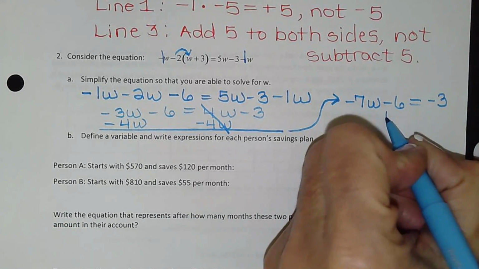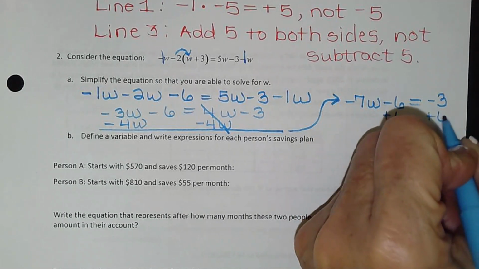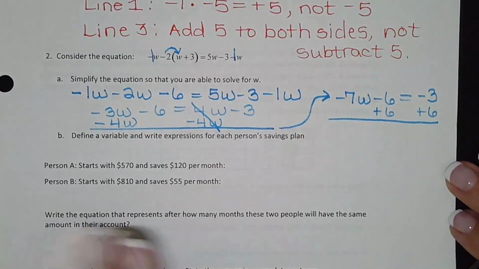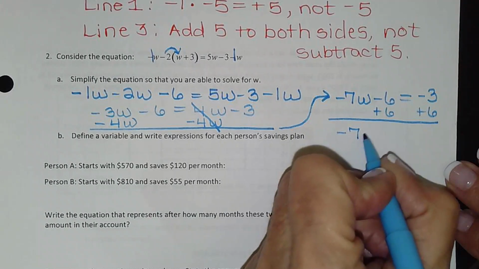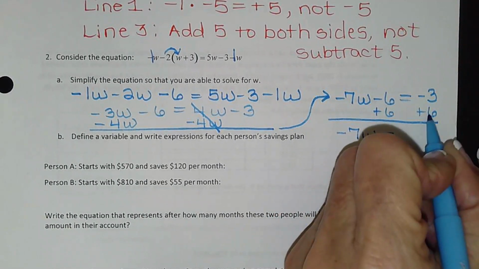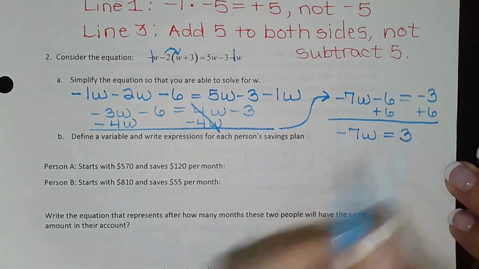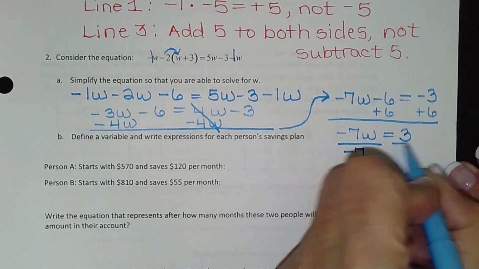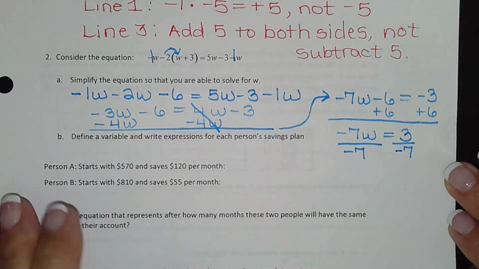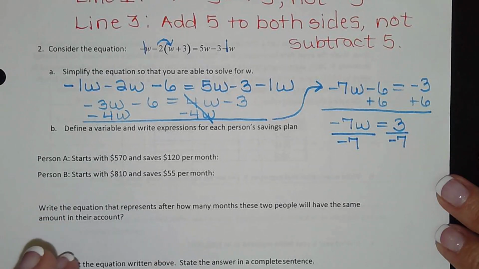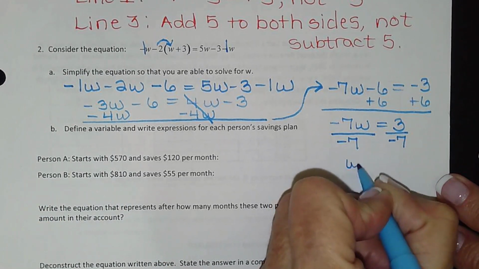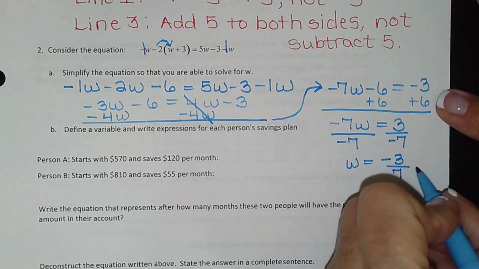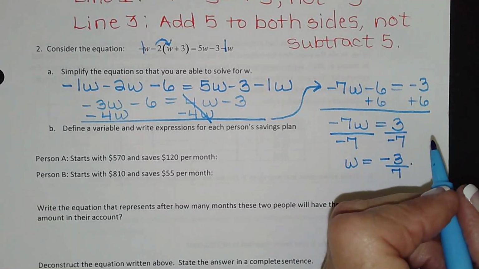And then last, constants move to the right. Do the opposite because we are crossing the equal sign, and that leaves me with negative 7W equals 6 minus 3, which is positive 3. Last but not least, divide by negative 7, and remember the rule, we don't leave negatives in the denominator. So when I go to write my final answer, I write negative 3/7.